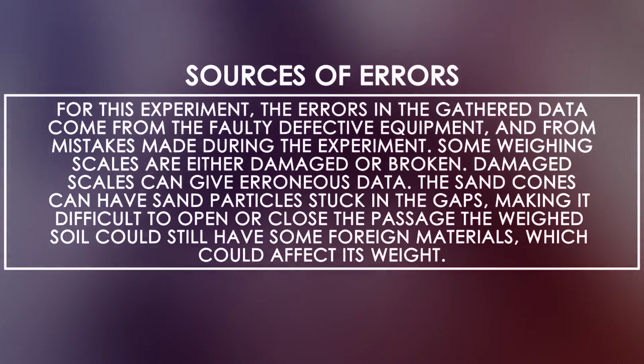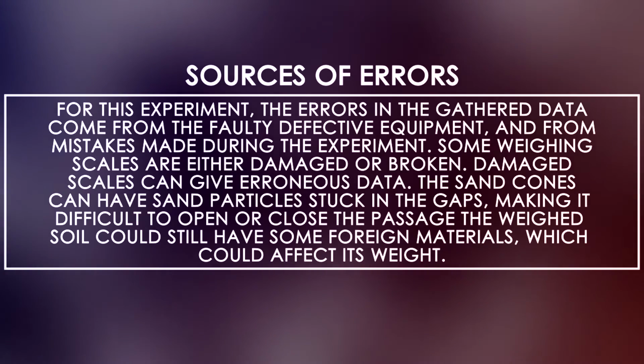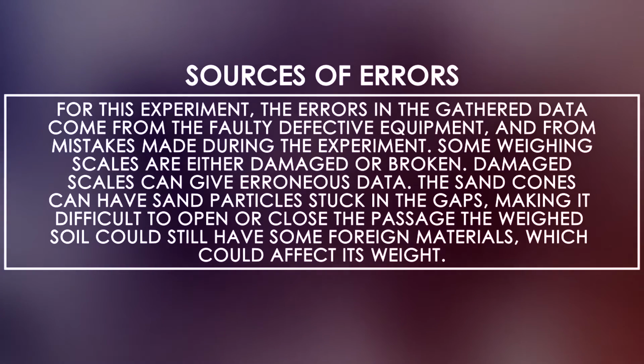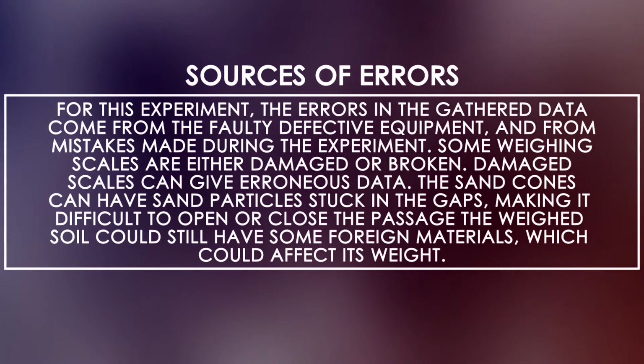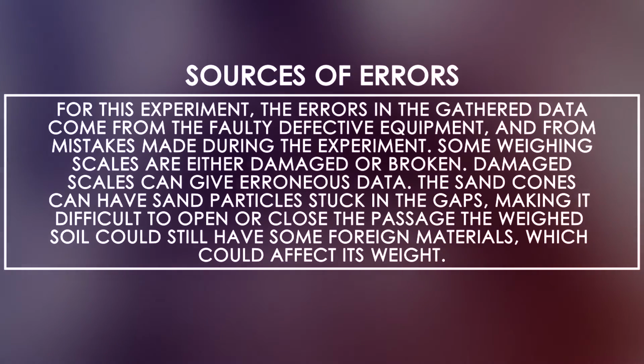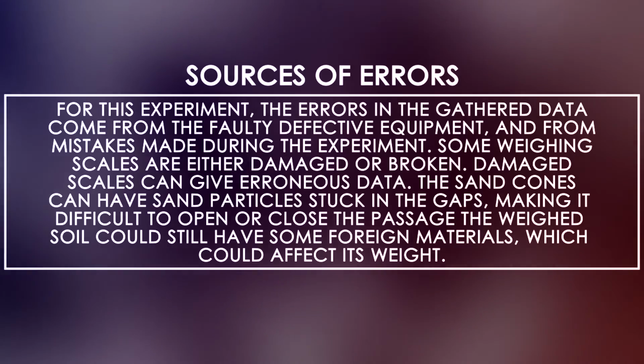Sources of error. For this experiment, the errors in the gathered data come from faulty or defective equipment and from mistakes made during the experiment. Some weighing scales are either damaged or broken. Damaged scales can give erroneous data. The sand cones can have sand particles stuck in the gaps, making it difficult to open or close the passage. The weighed soil could still have some foreign materials, which could affect its weight.